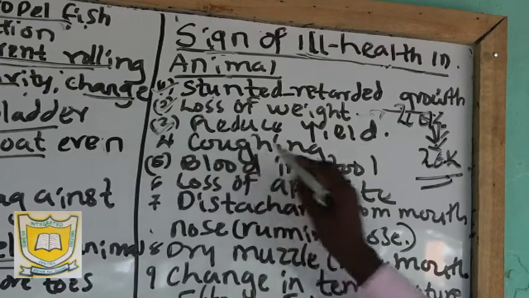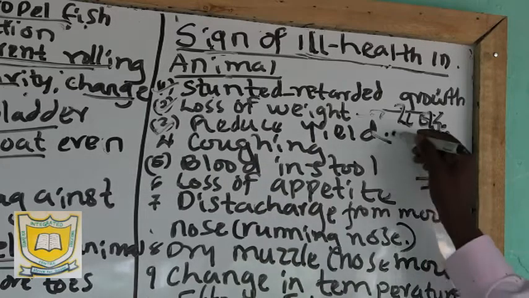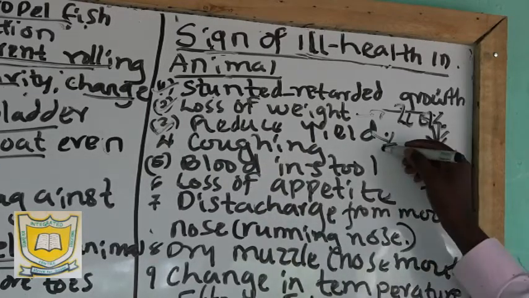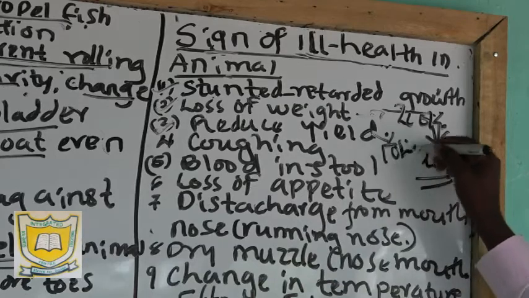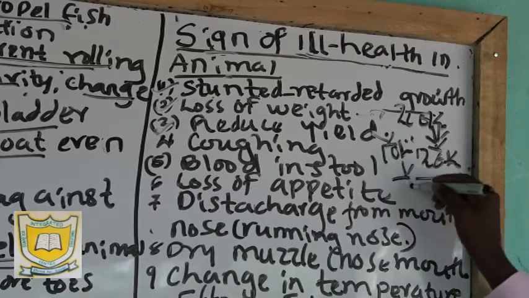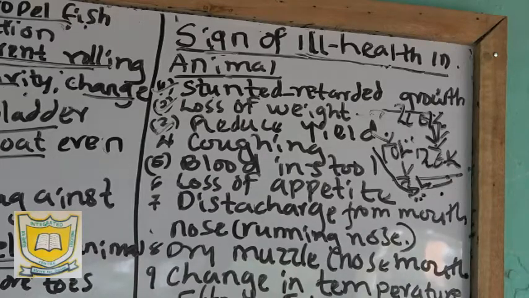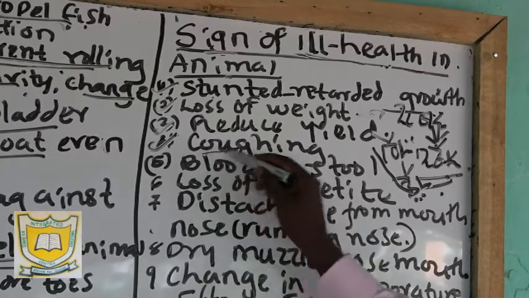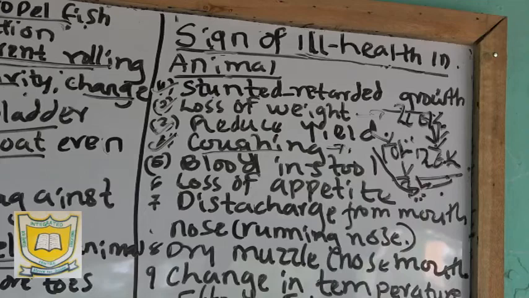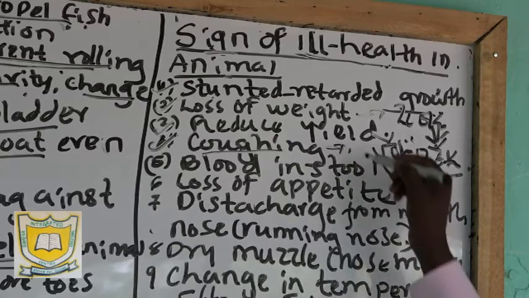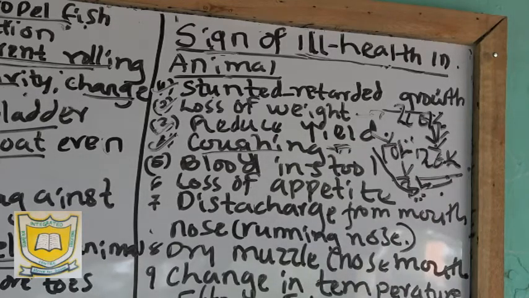Number three, we talk of reduced yield. If we expect the animal to give us, for example, milk of 10 liters per day, but now we get that the animal is giving us 3 liters per day, this is the presence of this animal being sick or being ill. So we talk of also coughing. It is not always good to get that the animal coughs daily or after some periods. But if there is continuous coughing of the animal, it means this animal is also ill.